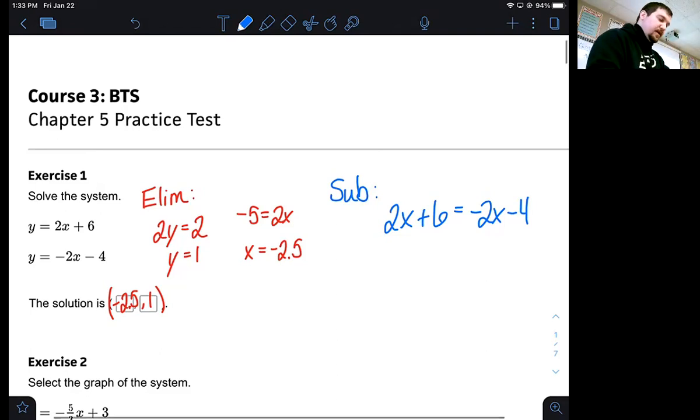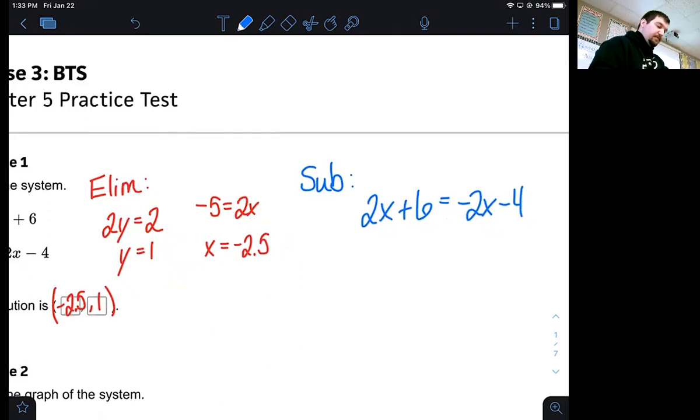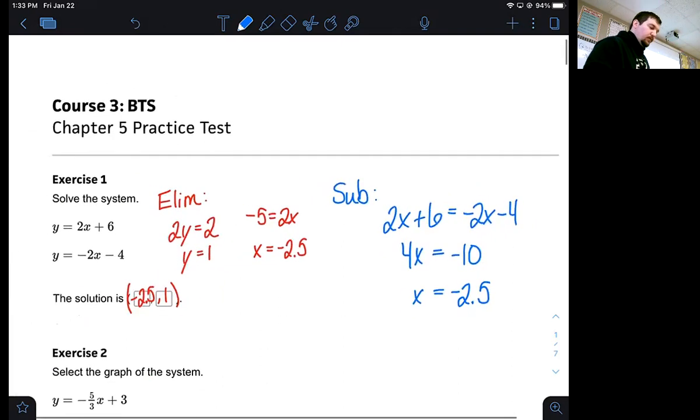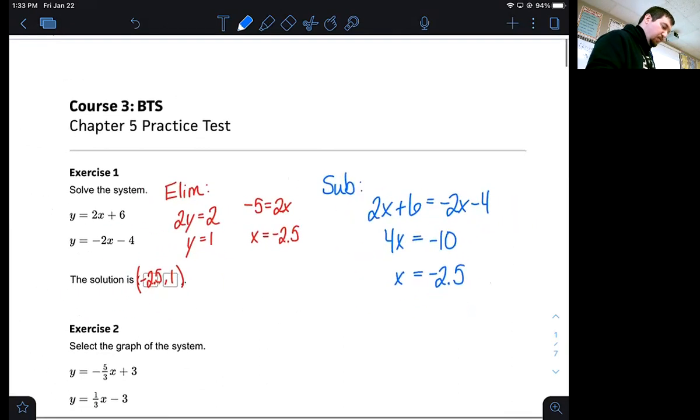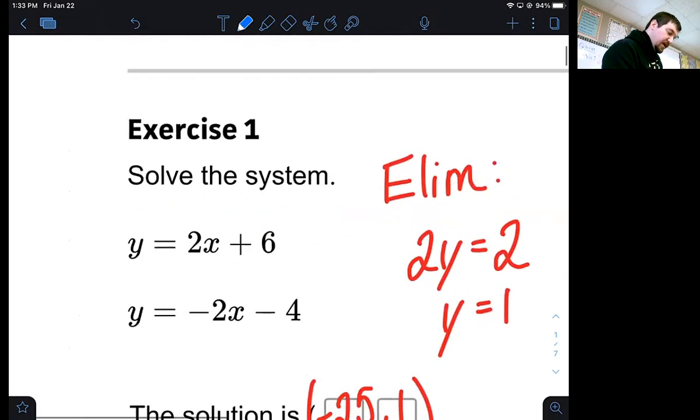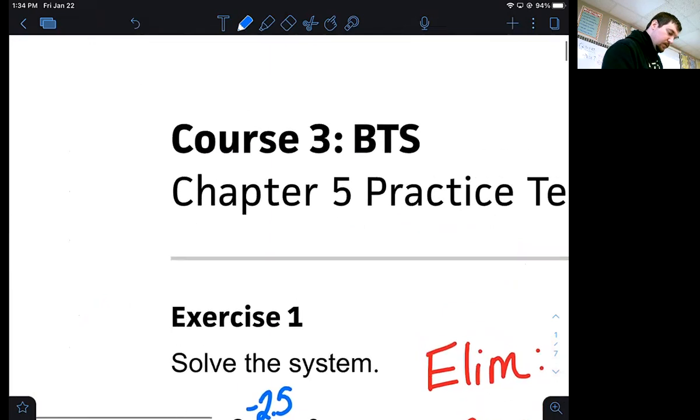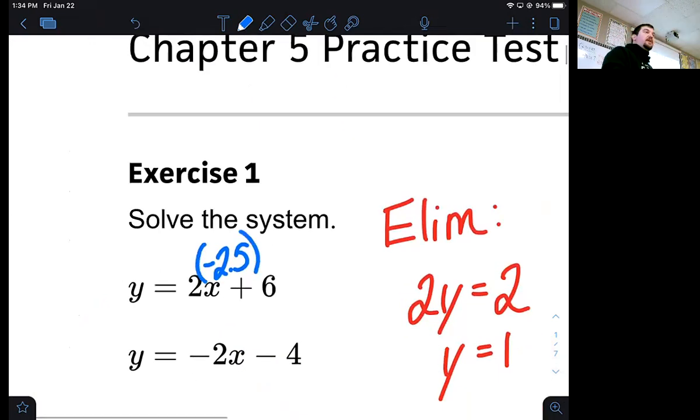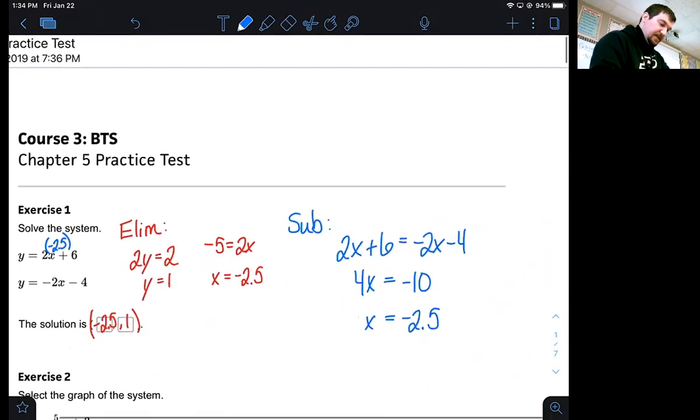If we move the negative 2x over to the other side, it becomes a 4x. If we move the 6 over to the other side, it becomes a negative 6, which combines with the negative 4. Negative 6 and negative 4 make negative 10. And then I'm going to divide by 4 and get a negative 2.5. And then I would plug it in to probably the top equation again and plug negative 2.5 in right there. What do you get when you double negative 2.5? Negative 5. Negative 5 plus 6 is what?